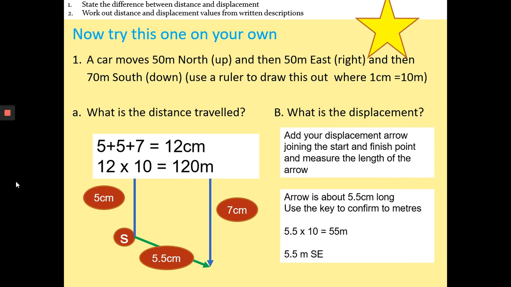And now I've got to decide the direction. Now in this example, my finish point is down the page from my start point and to the right, so that's southeast. If you haven't managed to do this for yourself, I'd like you to draw this one out, so you might need to pause the video to allow you to do that.